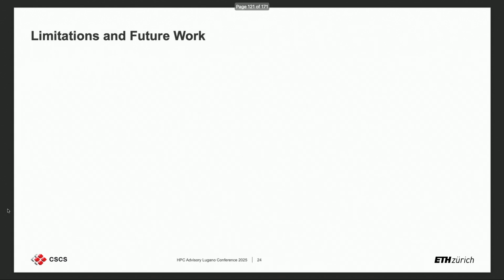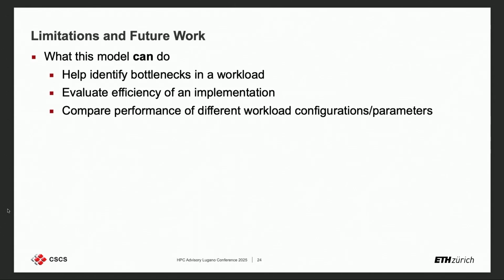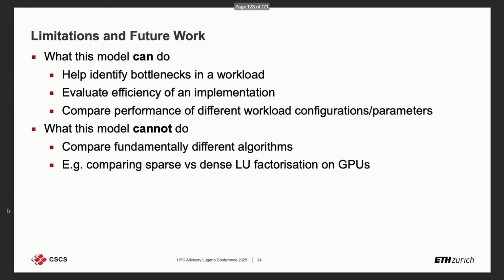Now, I'm getting near the end of what I wanted to discuss. It's very important to touch on limitations and future work that could be implemented into this performance model. I want to start with discussing what this model can do. It can help you identify bottlenecks in your workload, so which component exactly is slowing you down. It can help you evaluate the efficiency of a specific implementation of an algorithm or workload. And it can help you compare the performance of different workload configurations or parameters or input files, depending on what you're doing. What this model cannot do is compare fundamentally different algorithms.